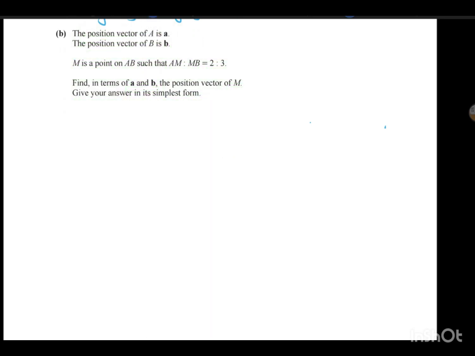So now in this question, we need to draw the diagram. Let me draw AB first. So this is A, this is B. Then let me draw the origin. So this is O. And let me mark the point M. Now this is 2 is to 3. This is M. So now we need to find out the position vector of M, OM.